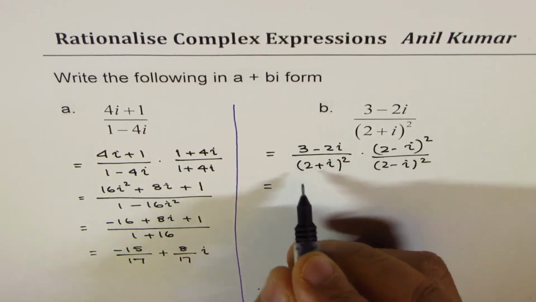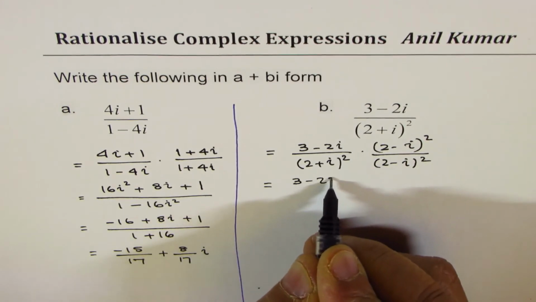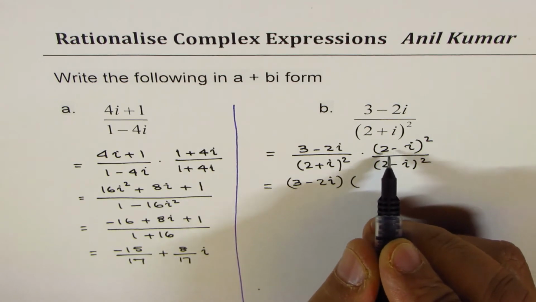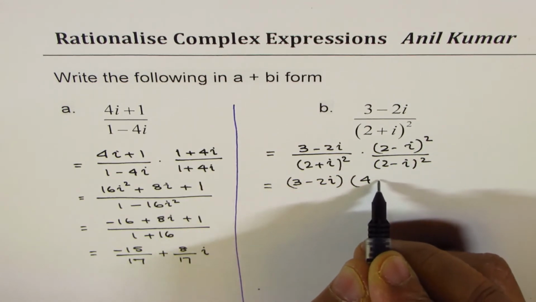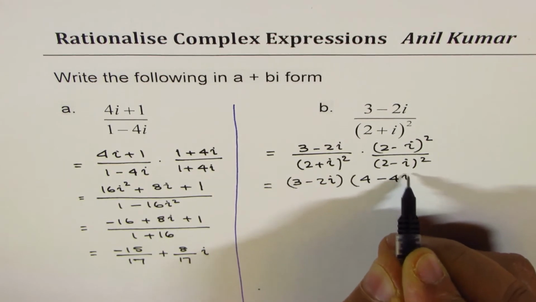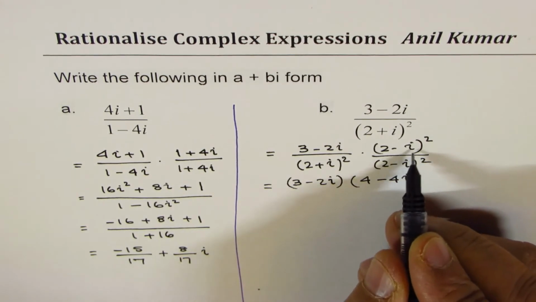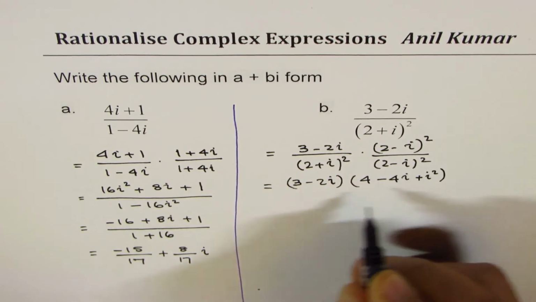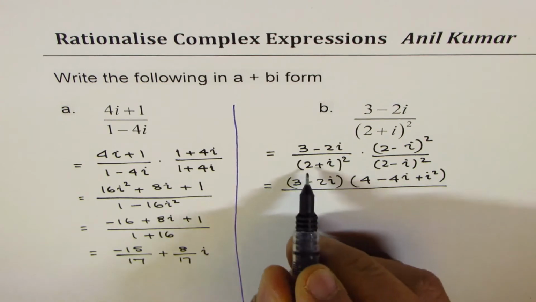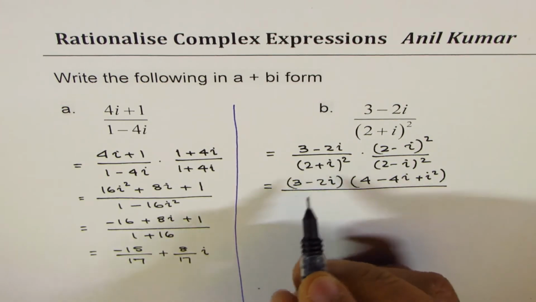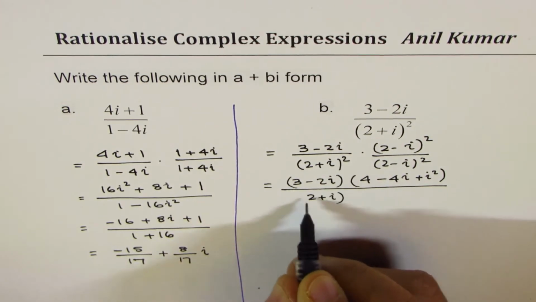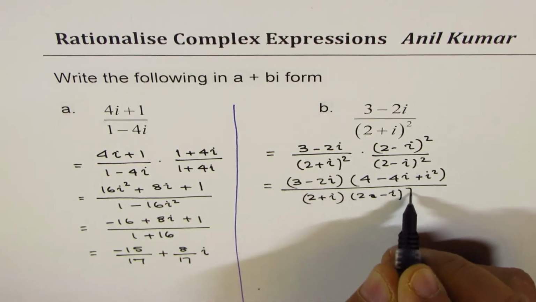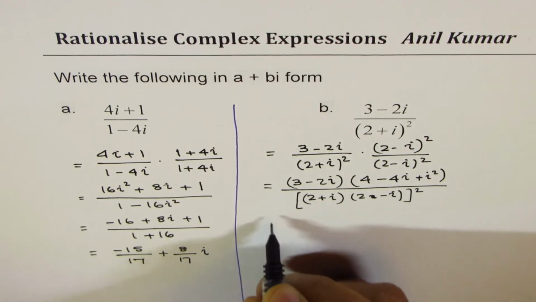Now let's expand this and then multiply. 3 minus 2i times, so we'll apply the formula a minus b whole square is a square, which is 4, minus twice ab, which is 4i, plus b square, which is i square. Now the denominator gives us 2 plus i times 2 minus i whole square, right? Squares. We could do it like this.